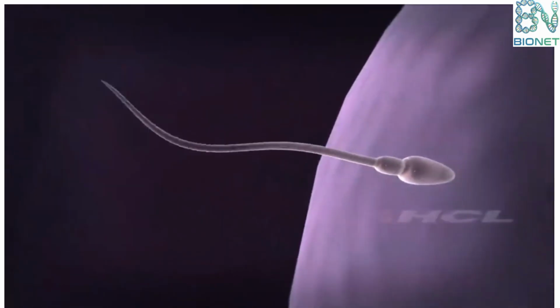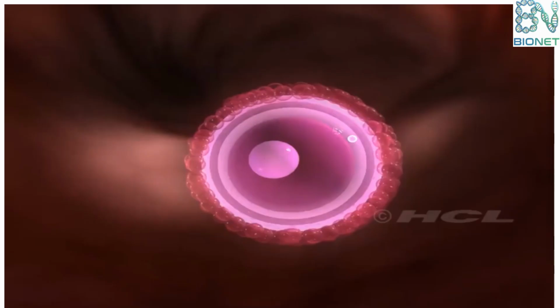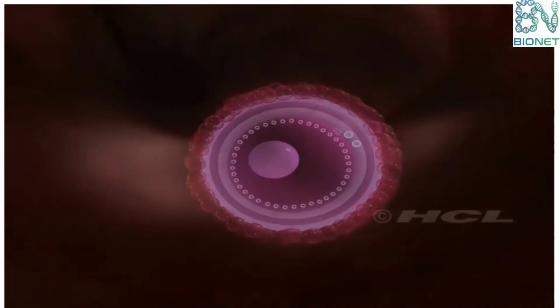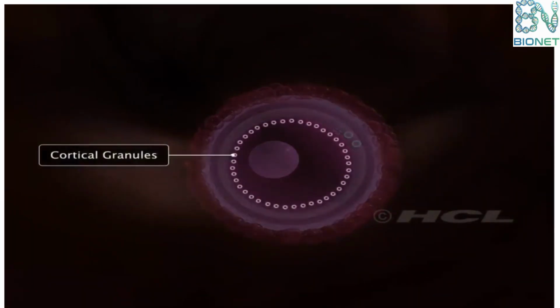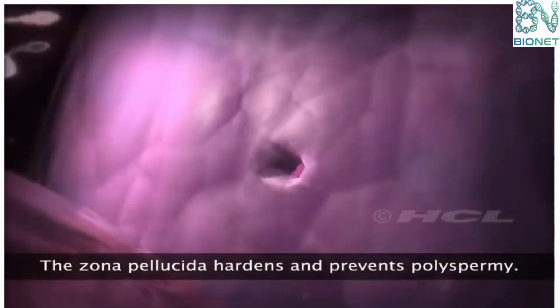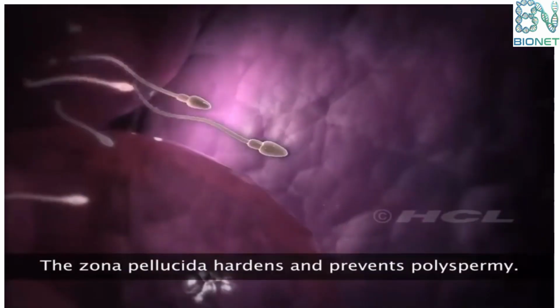This fusion triggers the oocyte 2 to continue the second meiotic division and to release the second polar body. And also it releases the haploid ovum. The nucleus of the haploid ovum is known as the female pronucleus. The cortical granules release enzymes that harden the zona pellucida and prevent the penetration of other sperm cells.